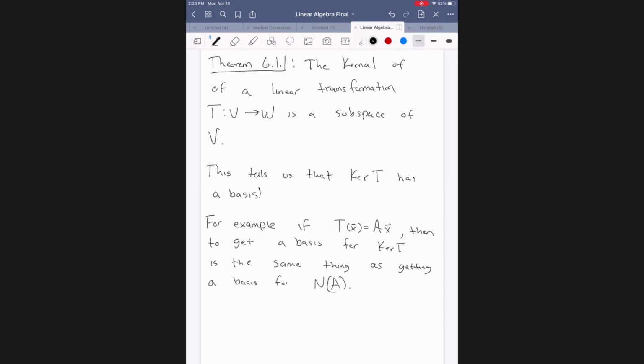Remember how you find the basis for a null space? You just RREF it, solve it, and then express the solution in vector form. The vectors that span it, those are the basis. So basically the same thing.